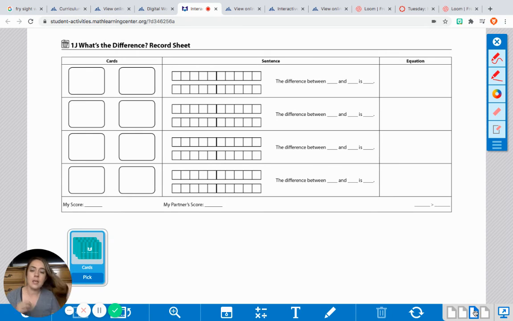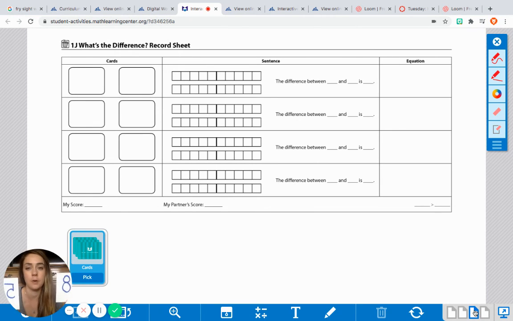And something important that you need to know about subtraction, and I'm sure you already do, is that you always have to put the bigger number first when you are writing an equation. So if I had the number 5 and 8, when I'm writing my equation or my number sentence, which one would need to go first? The 5 first or the 8 first?